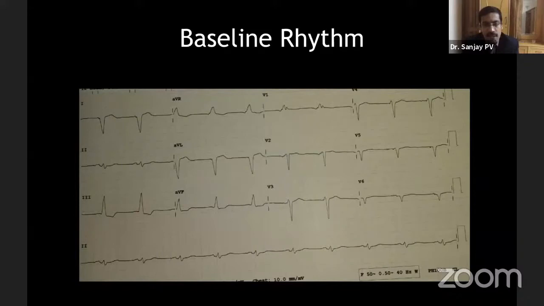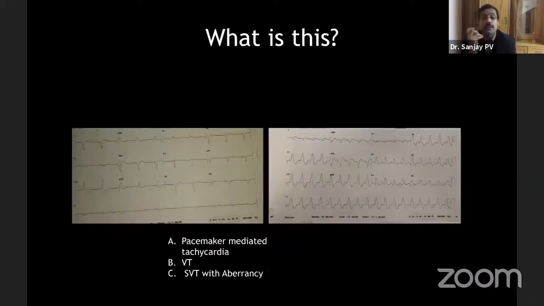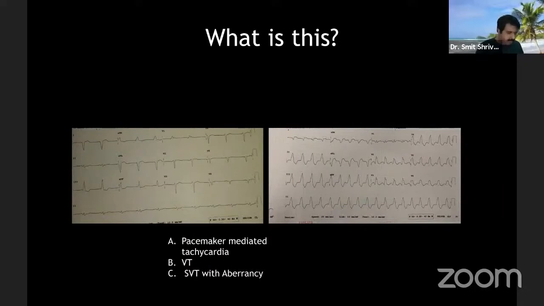So the question is this again. The left one is the paced ECG and the right one is the tachycardia ECG. I want you to tell me, number one, is this a pacemaker mediated tachycardia? Number two, is this a VT or an SVT with aberrancy? So the house is divided between VT and SVT with aberrancy.